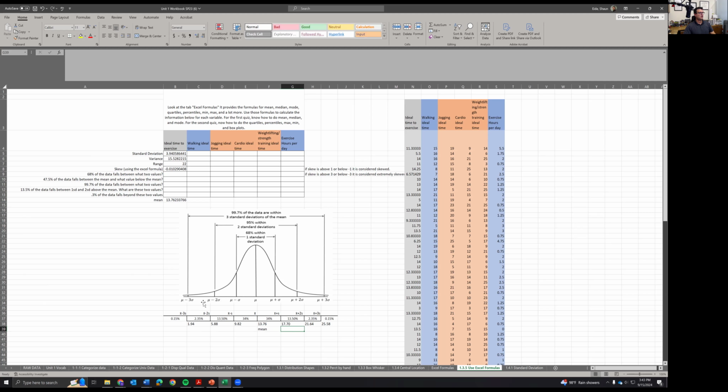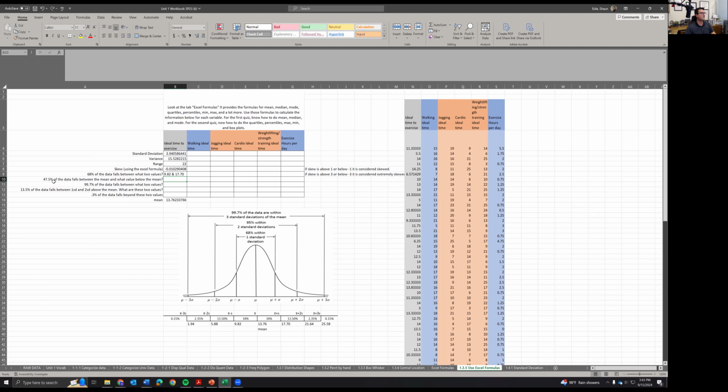Okay. So the question is, 68% of the data falls between what two values? Well, 68% of the data falls between one standard deviation below the mean and one standard deviation above the mean. So it's going to be 9.82 and 17.70. So 9.82 and 17.70.